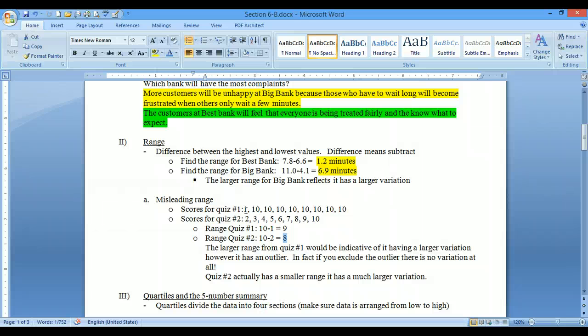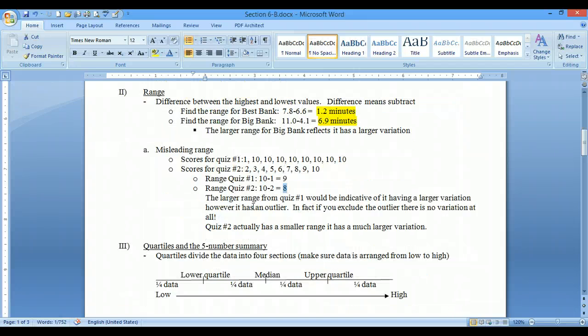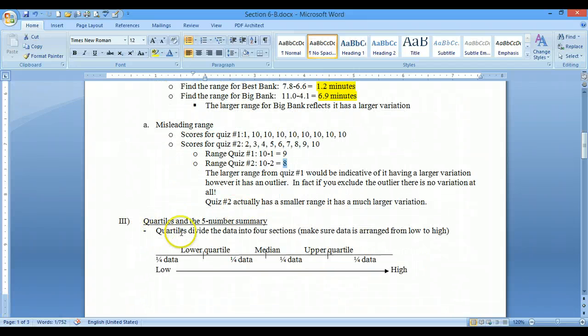Number 3, Roman numeral 3, quartiles and the 5-number summary, also known as the Fantastic Five. Quartiles divide your data into 4 sections, so it's doing exactly what the name sounds like. And you must make sure that your data is arranged from low to high. Now, in most of our examples and problems, they will be arranged from low to high.